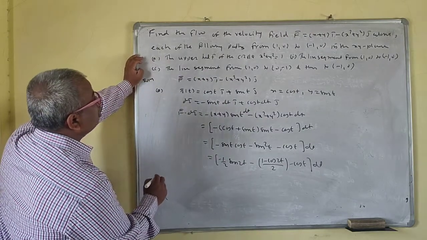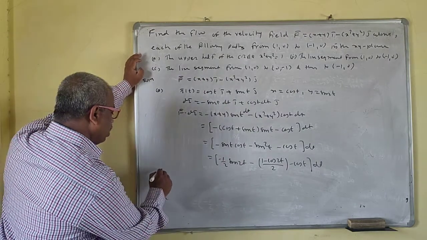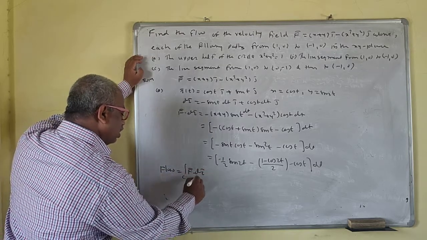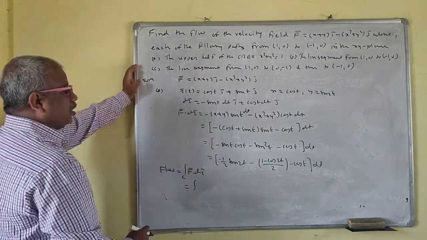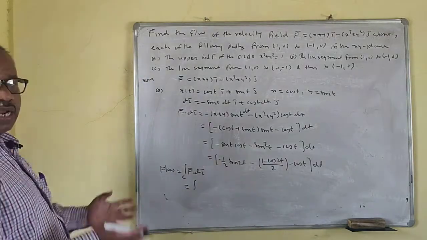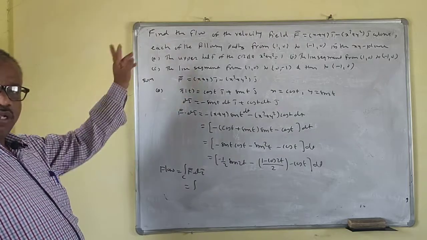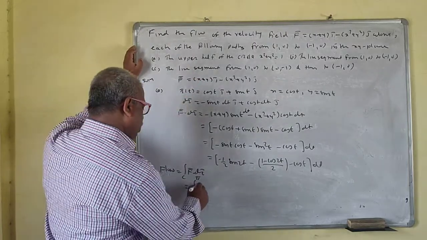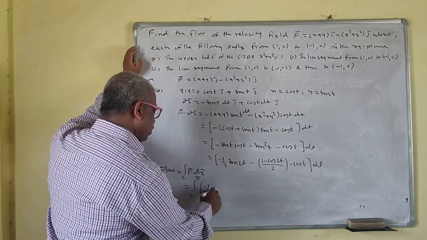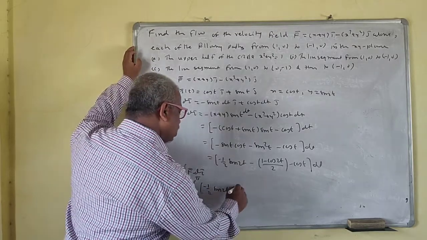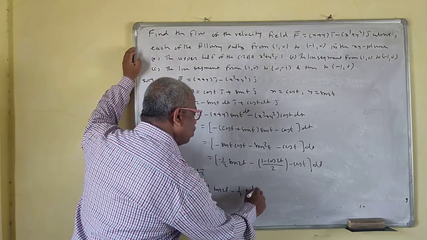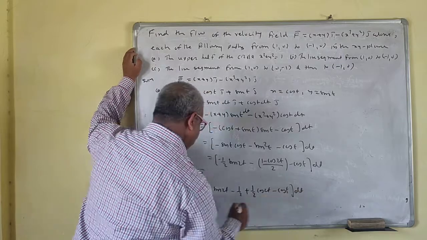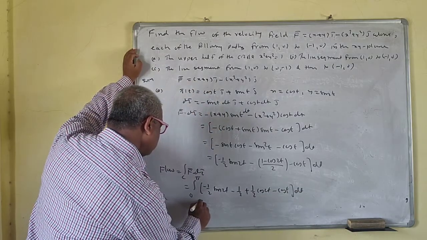So what do you want? You want to find the flow. Okay, so flow is equal to integral over c f bar dot dr bar. So this is integration. It is the upper half. That means the limit of theta is 0 to pi. Okay. So minus 1 half sin 2t minus half plus 1 half cos 2t minus cos t dt. Okay, so integration is what then?